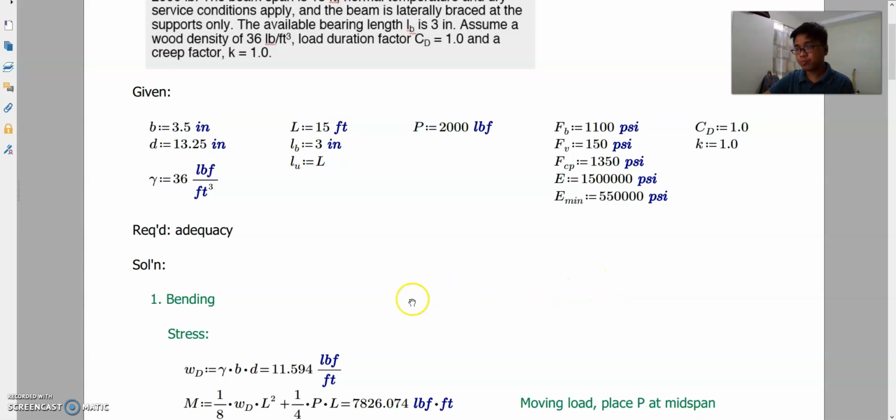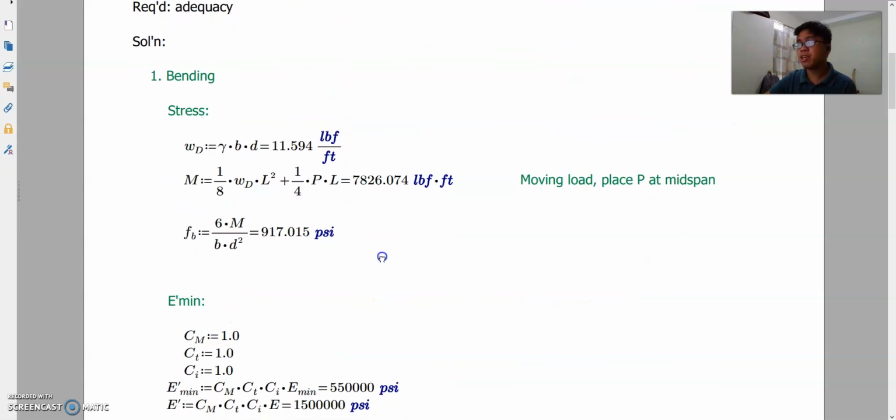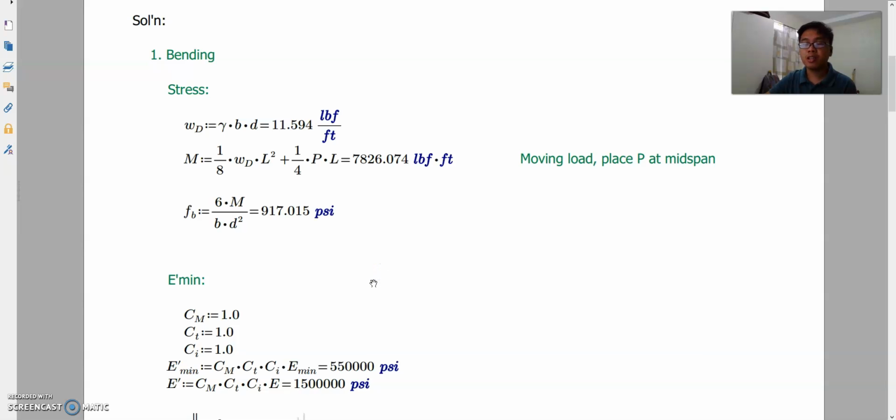So let's start. We'll solve first the bending stress and strength. For the stress, we need to get the dead load and the live load. For dead load, it's just the self-weight. So the density times the dimension of the beam, the weight being 11.594 pounds per foot. And then we get the moment for uniformly distributed load, which is 1/8 WL squared. That's the maximum value already at the mid-span.